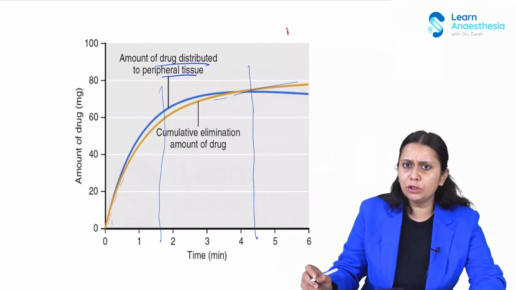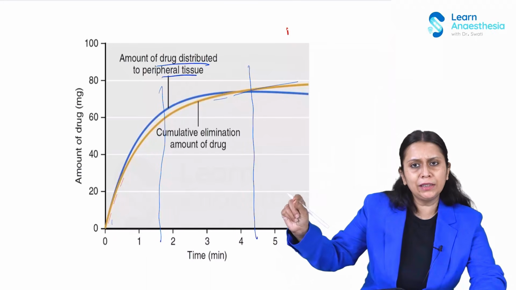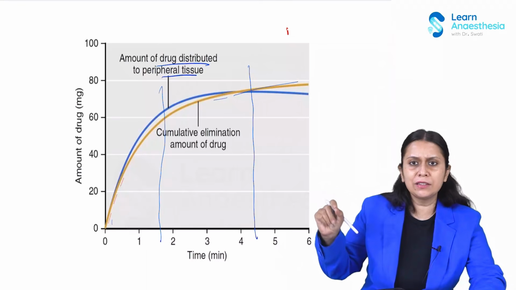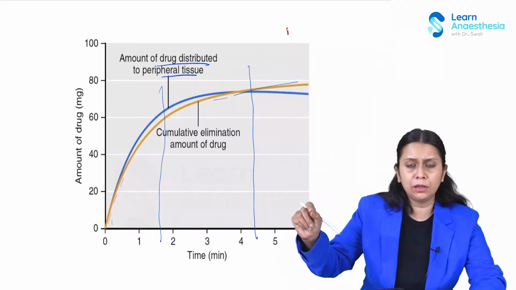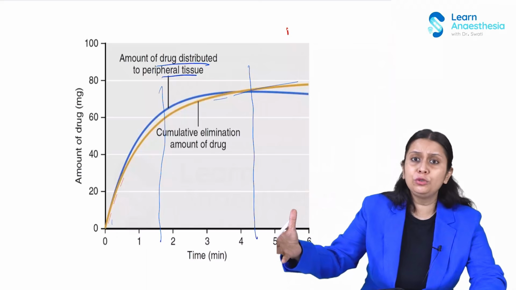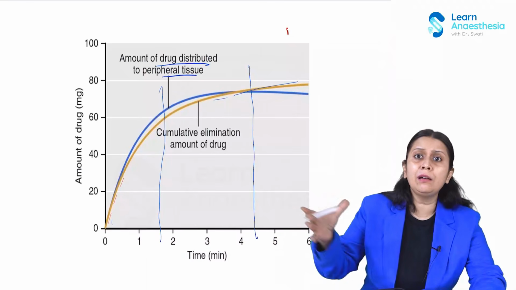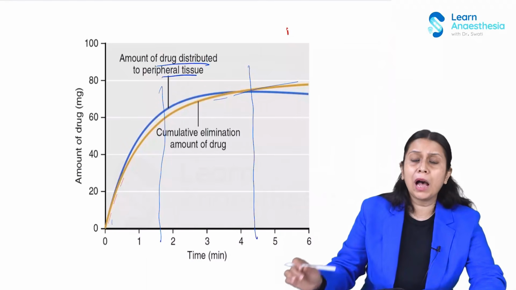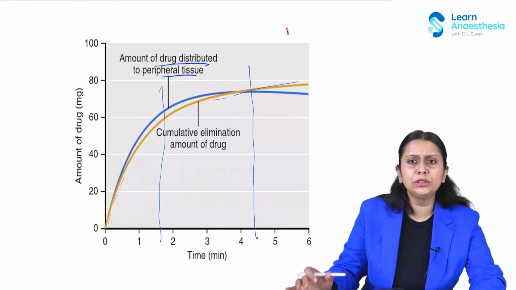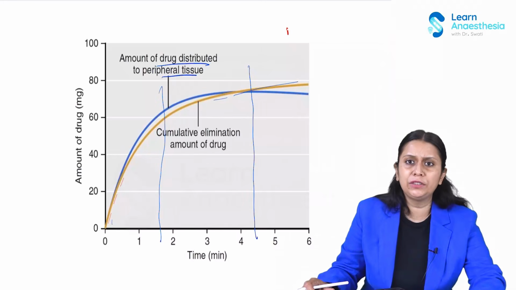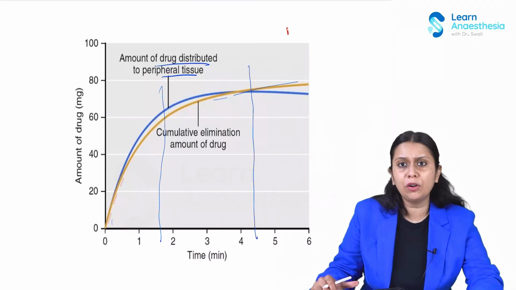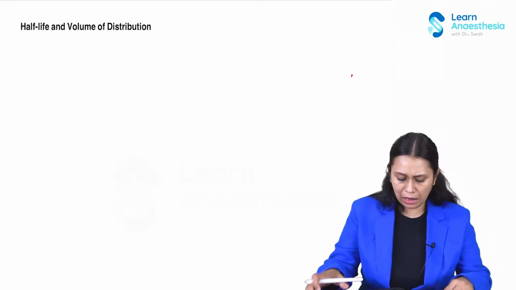So how do we calculate volume of distribution? Total amount of drug that I have given divided by the concentration of drug in the intravascular space at that point of time. So the more drug moves to the peripheral tissue or gets bound to the tissues present in the peripheral tissues, the higher would be the volume of distribution. And how would this volume of distribution affect the half-life of the drug, which we have to consider? So let us talk about the concept of volume of distribution and half-life.